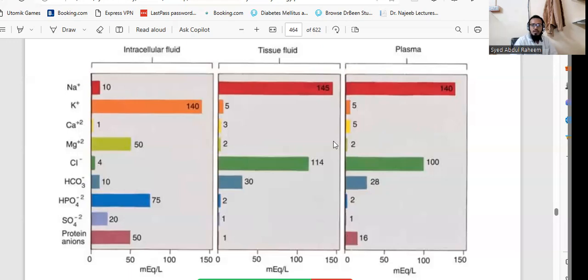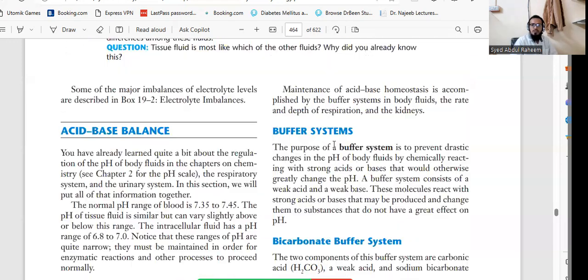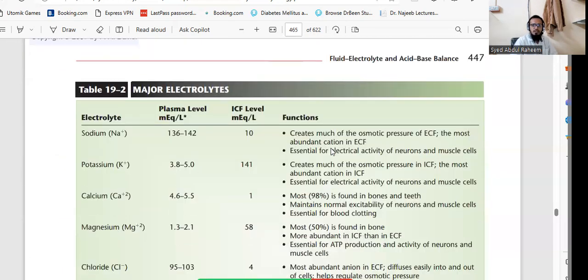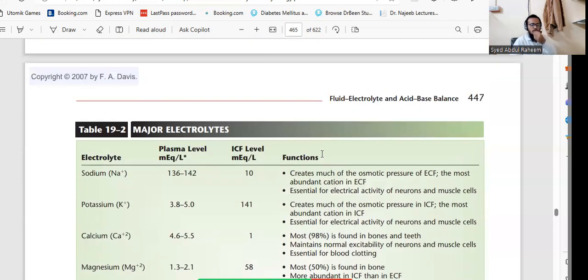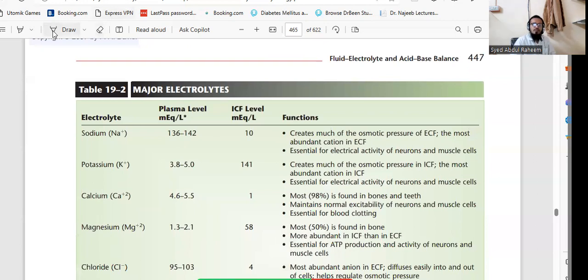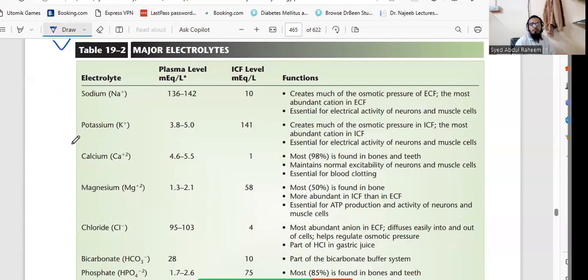This diagram will help you to understand how much amount of electrolytes are there. You can see that this is the diagram. This is also very important. This is the summary of the electrolytes. When we do blood tests, everything is given here, how much normal amount of electrolytes there should be in the blood.